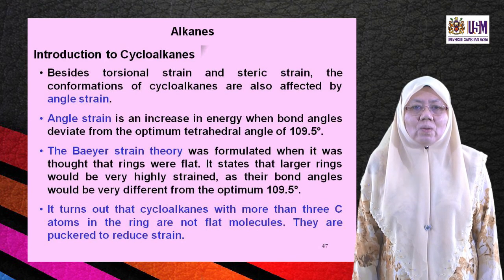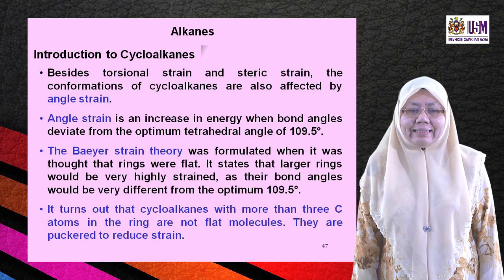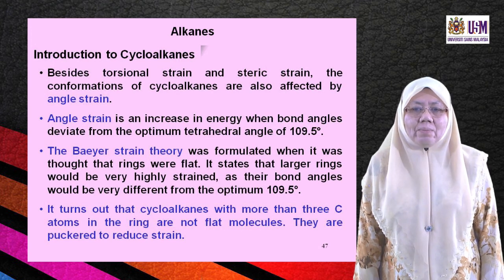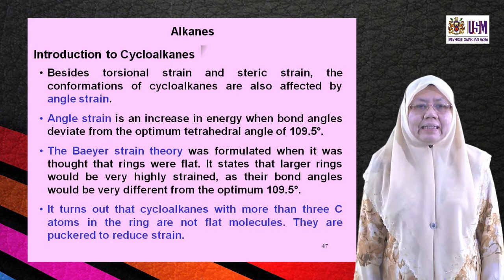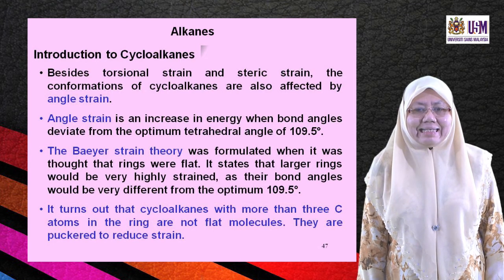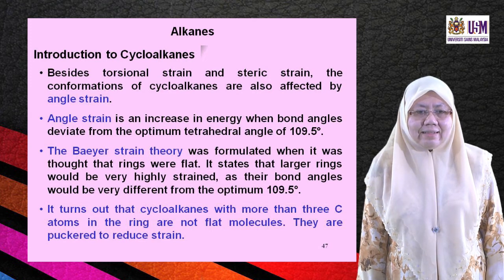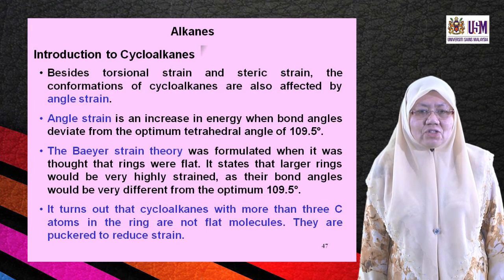We now go on to cycloalkanes. Besides torsional strain and steric strain, the conformations of cycloalkanes are also affected by angle strain. Angle strain is an increase in energy when bond angles deviate from the optimum tetrahedral angle of 109.5 degrees. The Baeyer strain theory was formulated when it was thought that rings were flat. It states that larger rings would be very highly strained, as the bond angles would be very different from the optimum 109.5 degrees. It turns out that cycloalkanes with more than 3 carbon atoms in the ring are not flat molecules. They are puckered to reduce strain.